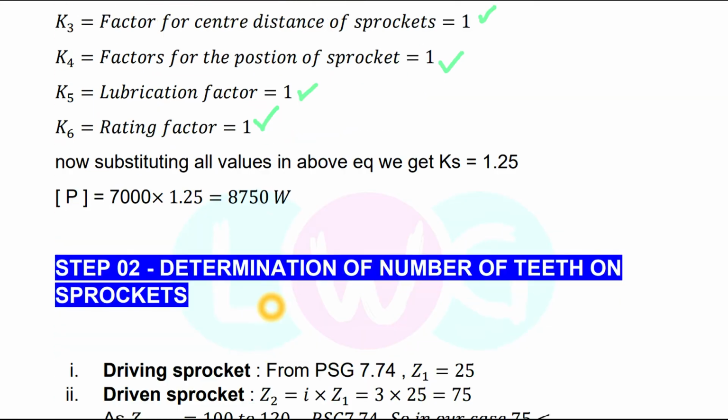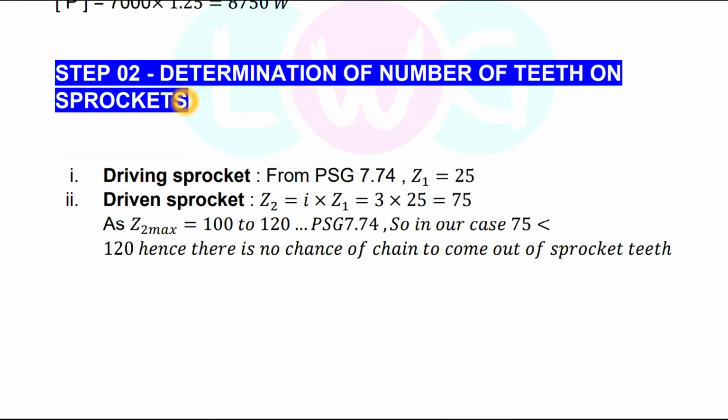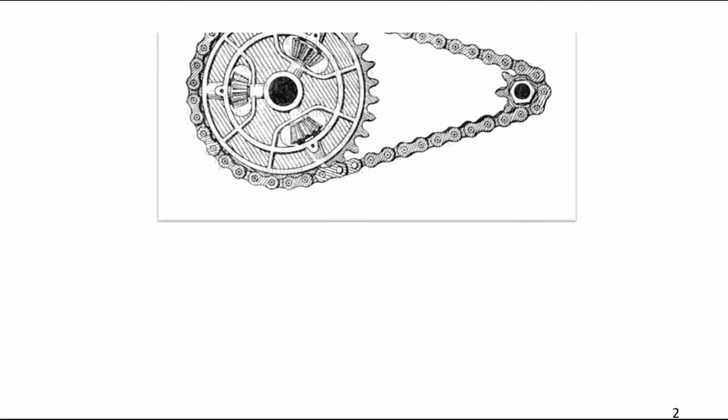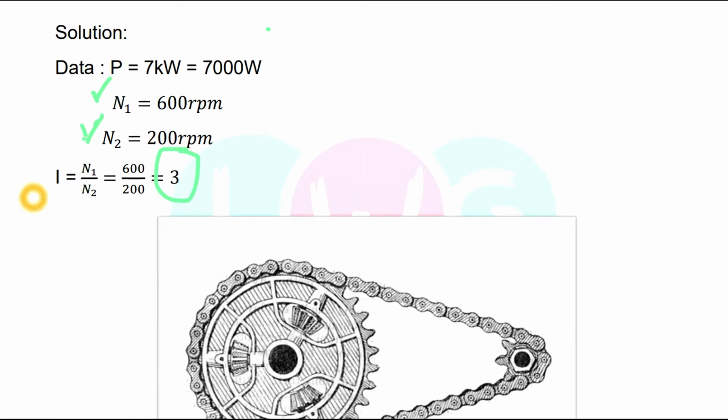Okay, so moving to the next step, step number 2, which is determining the number of teeth on sprockets. In this step we will determine the number of teeth on the sprocket for the driving sprocket and the driven sprocket. For both sprockets we will find. So go to PSG page number 7.74. On that page there is one table, recommended Z1.